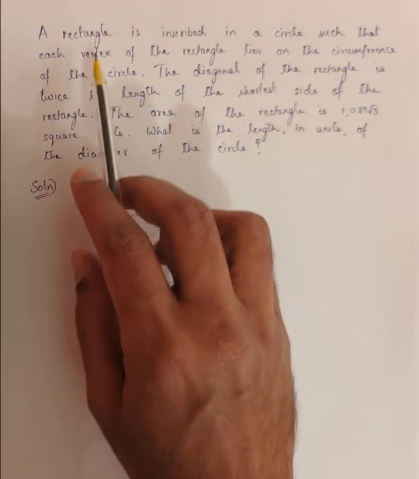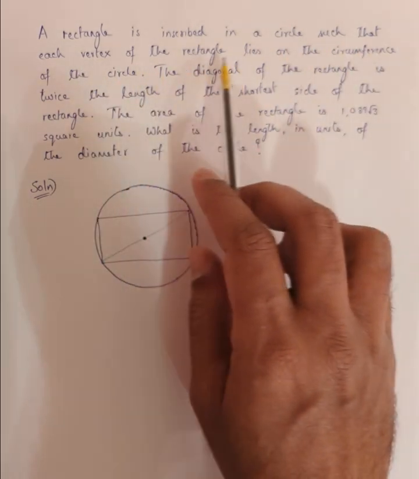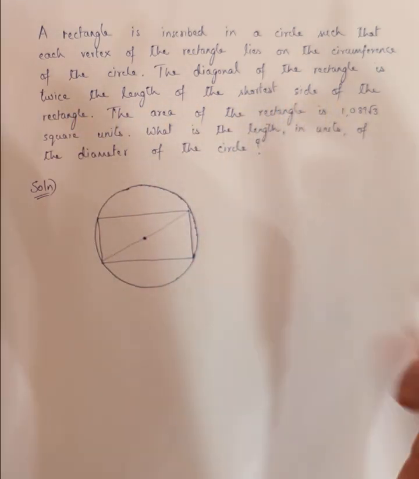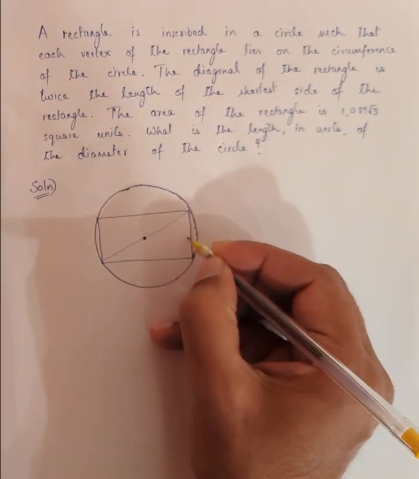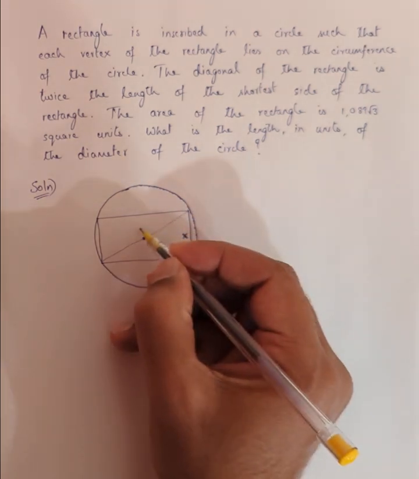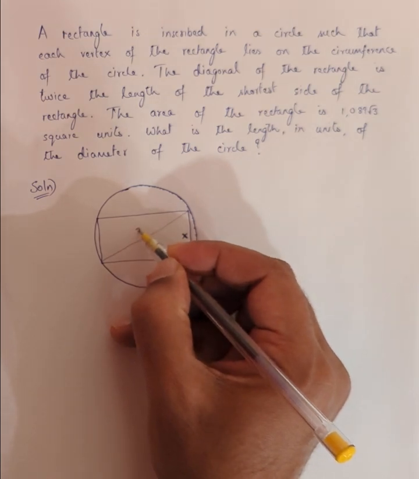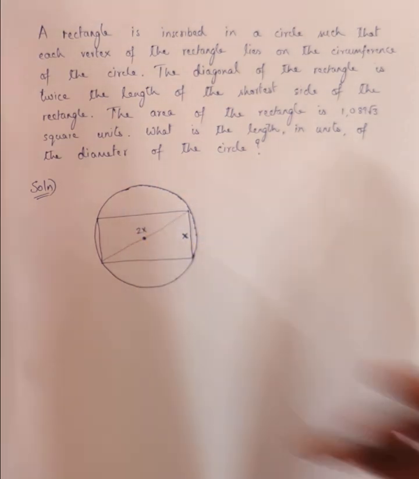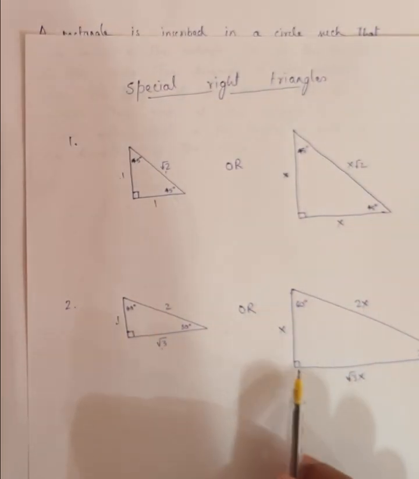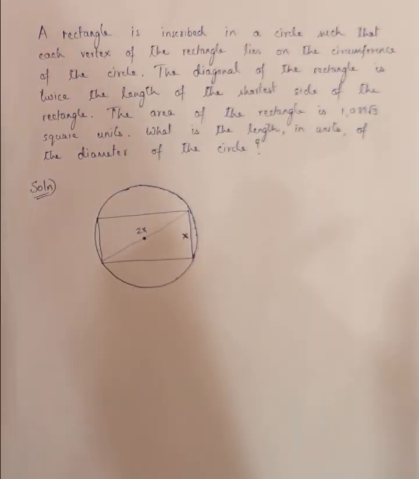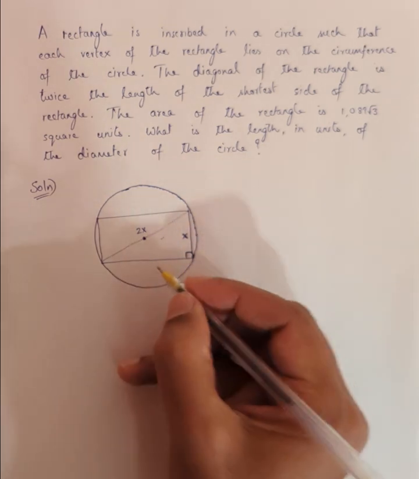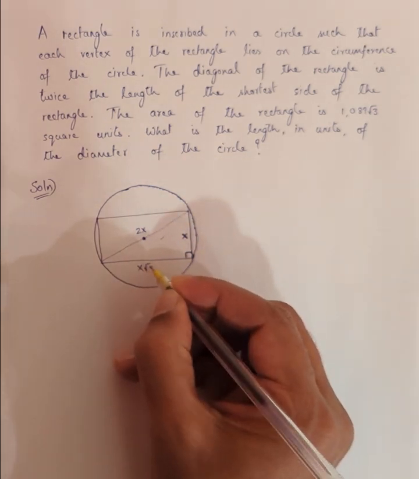Now the question is, a rectangle is inscribed in a circle such that each vertex lies on the circumference. The diagonal is twice the length of the shortest side. So if the length of the shortest side is x, and if the diagonal is 2x, so that means I have a special right triangle of the second kind. So shortest side is x and the hypotenuse is 2x. So the diagonal happens to be the hypotenuse of this right triangle. So then this has to be x root 3.